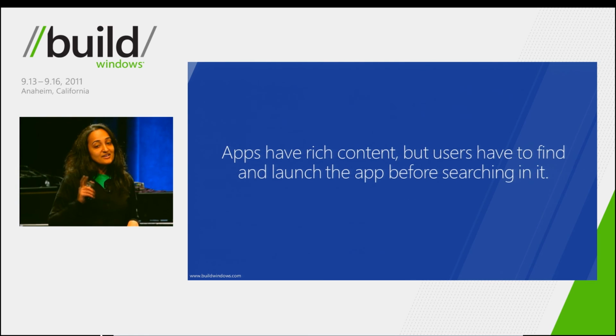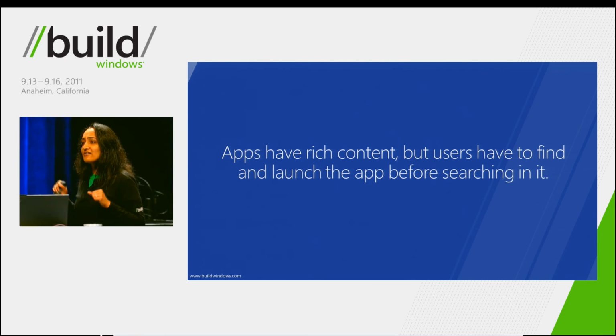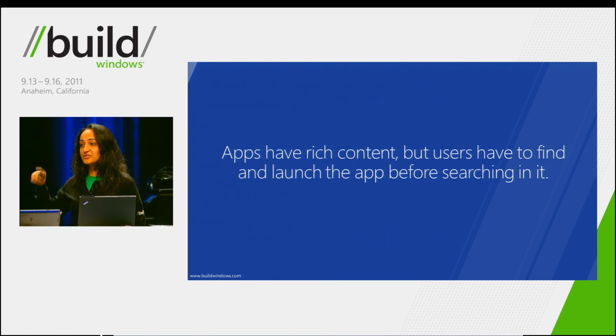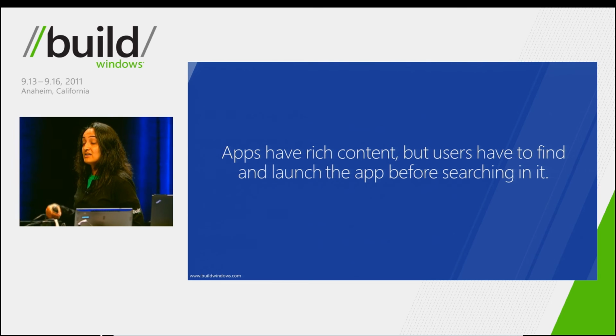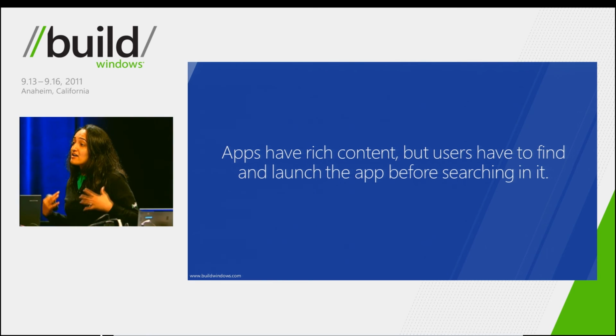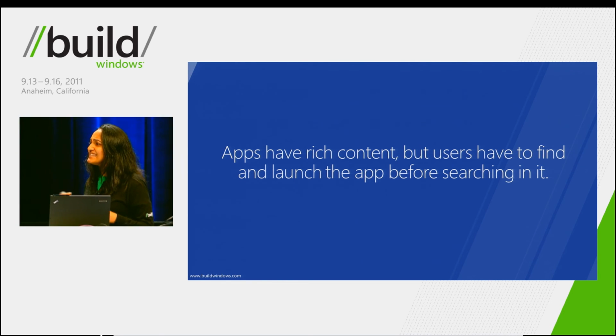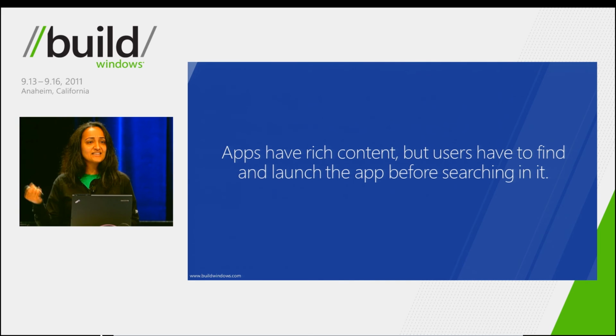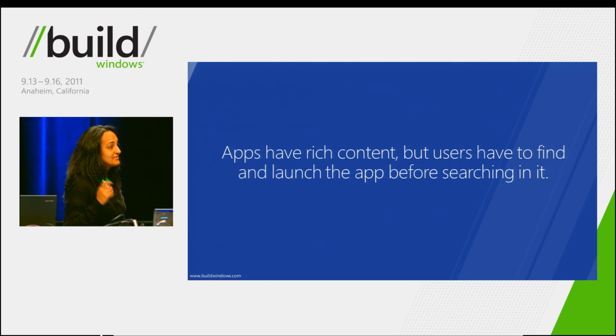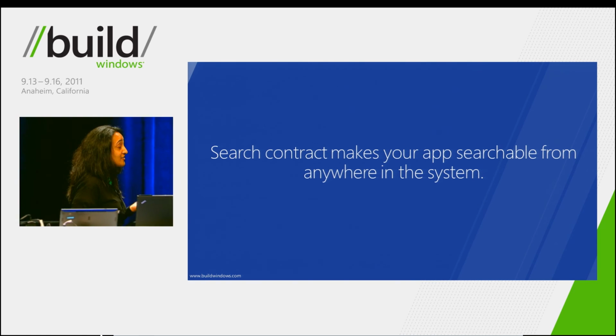But the challenge today is that apps have all this great, rich content, but as a user, I have to first go find and launch that app before I can start searching in it. As app developers, we want to make our rich content in our apps easily available via search, just like it is via web search. So how do you do that? By implementing the search contract.